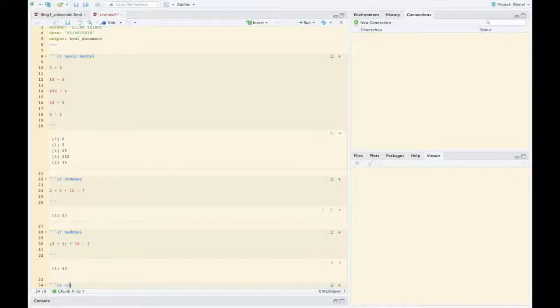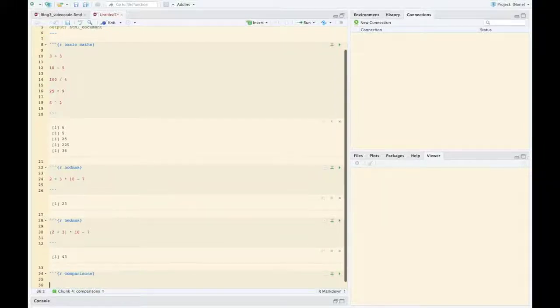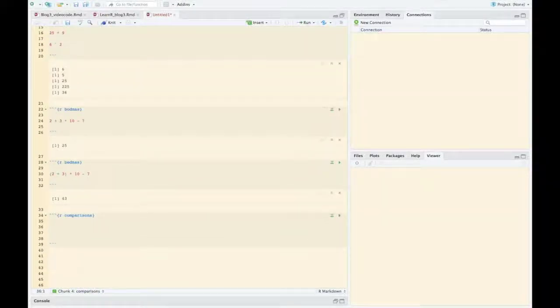Some other operators that aren't your bog standard plus and minus are your comparison operators, so your less than and your greater than. Let's have a look at what I've written here. 3 is less than 5. 6 is greater than 4. And then you can do the same with decimals. Obviously it doesn't have to be whole numbers.